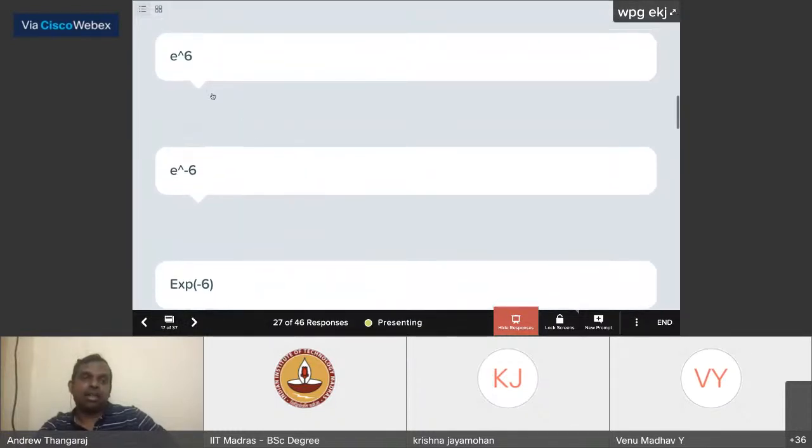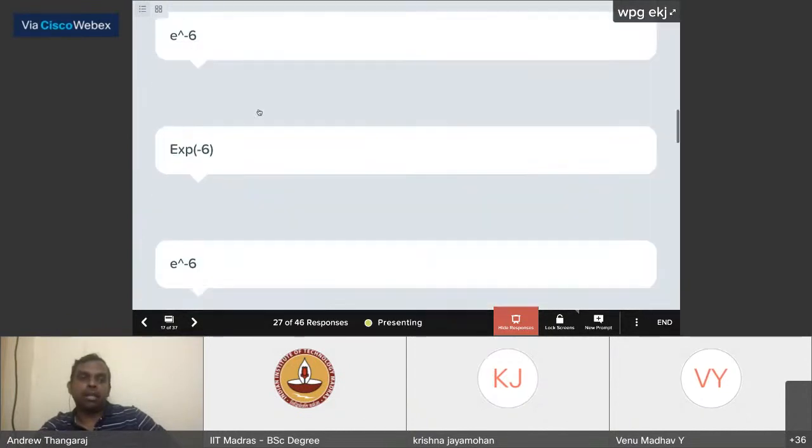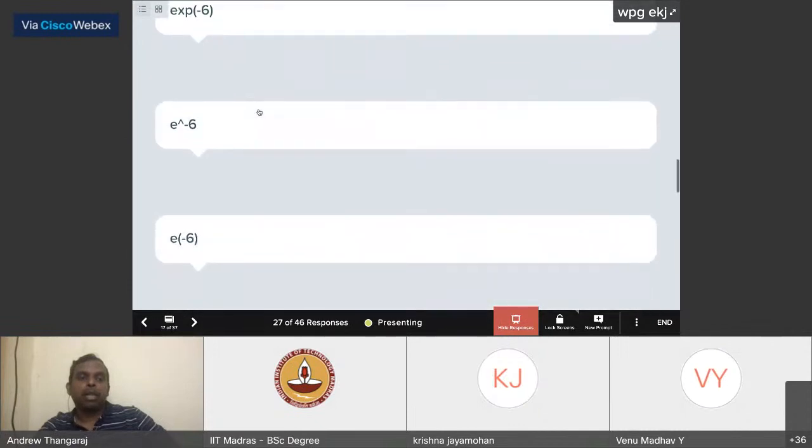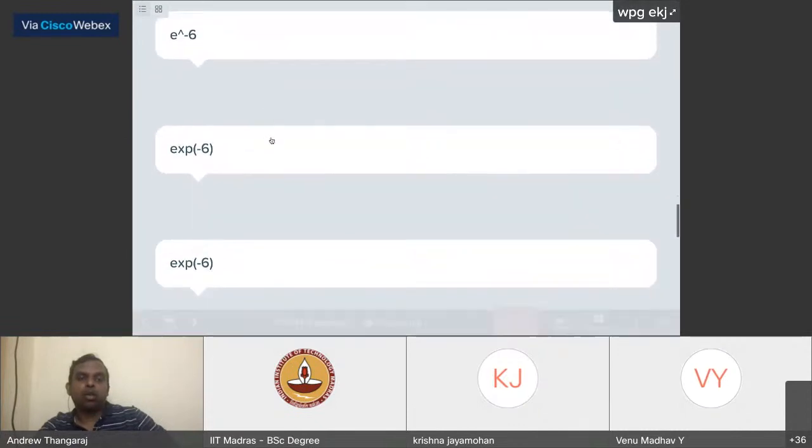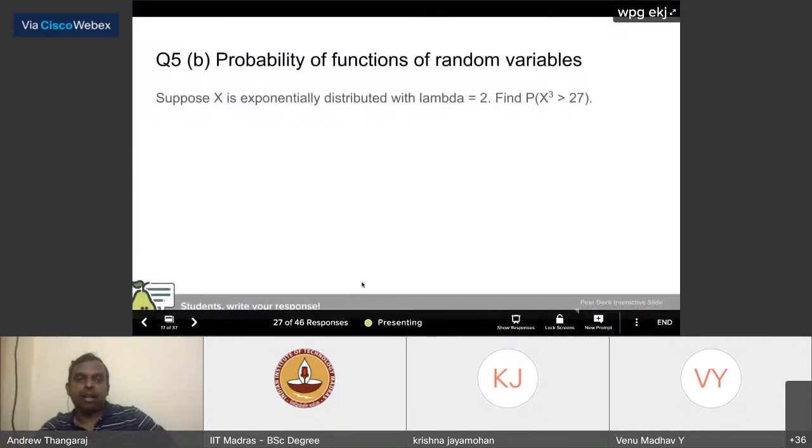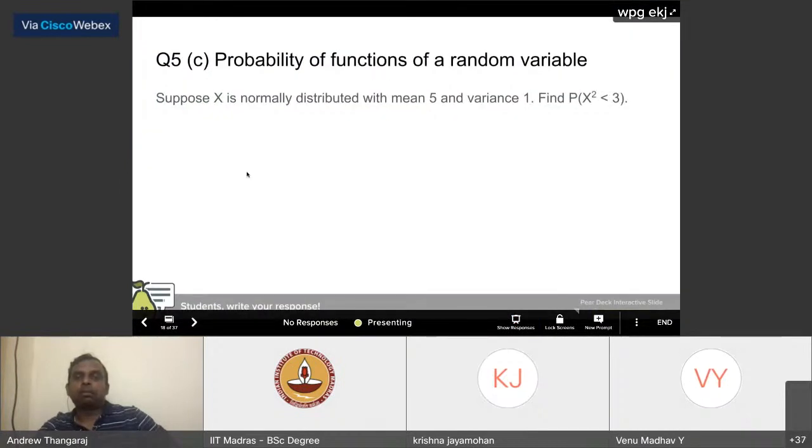It can't be e power 6. Again, remember, e power 6 is something bigger than 1. It's e power minus 6. Probability has to be less than 1. Okay, so many people have got e power minus 6. That's great. Wonderful.